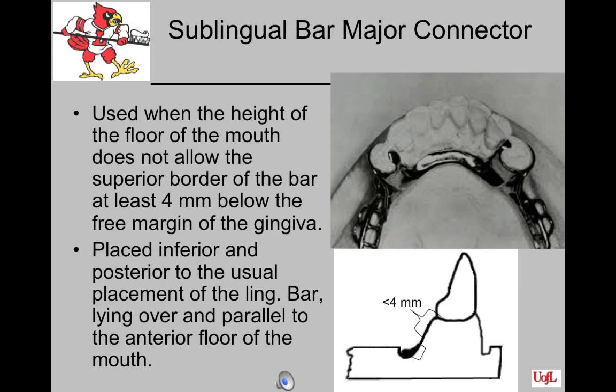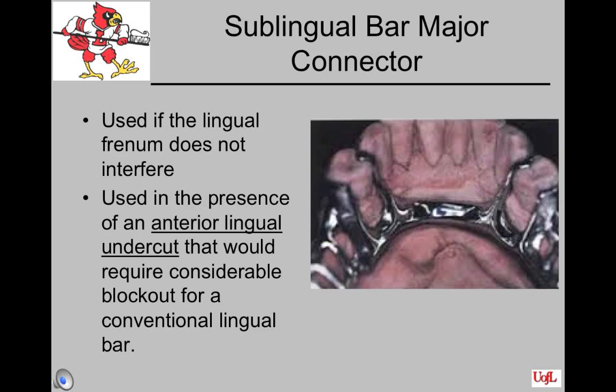Another mandibular major connector is the sublingual bar major connector. It's not used that often, but it is used when the height of the floor of the mouth does not allow the superior border of the bar to be at least 3 to 4 millimeters below the marginal gingiva. It is placed inferior and posterior to the usual placement of the lingual bar, lying over and parallel to the anterior floor of the mouth. The sublingual bar major connector is used if the lingual frenum does not interfere or in the presence of an anterior lingual undercut that would require considerable blockout for a conventional bar.